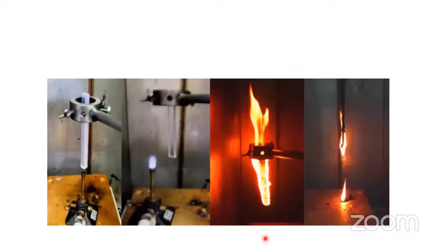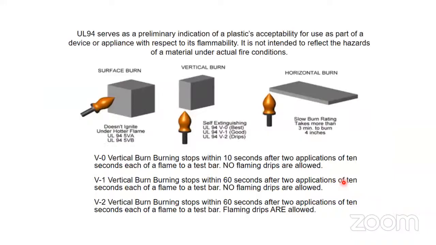If you see here this kind of dripping, can you observe this? If no dripping is there and the flame stops within 10 seconds, then we can give the V0 rating to it. These are nothing but the ratings V0, V1, V2. These are the ratings for your flammability test, only for vertical burning. But what about the other one?